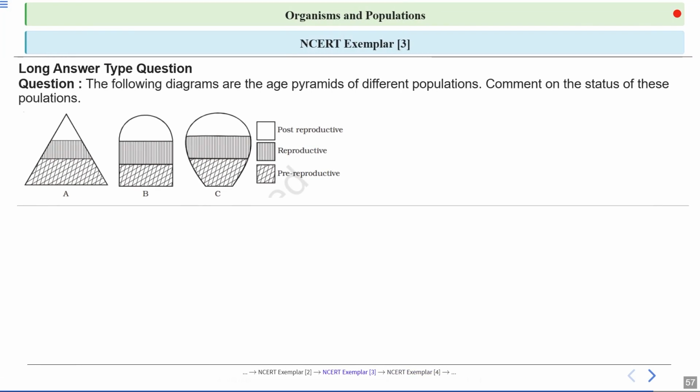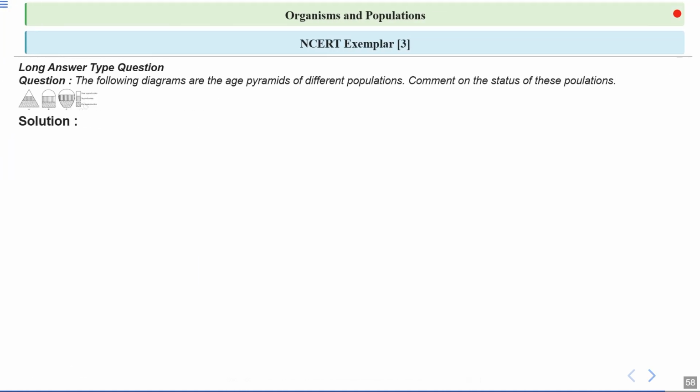Again, there is a figure-based question here. The following diagrams are the age pyramids of different populations. You have to comment on the status of these populations. Let's have a look at the answer. Okay, let's start with figure A.